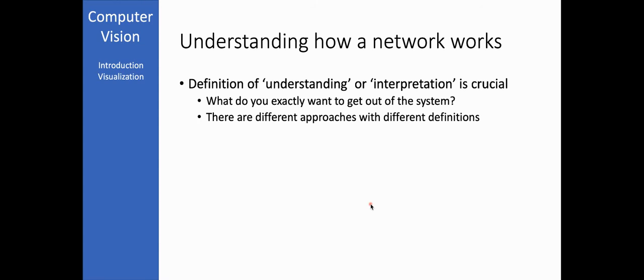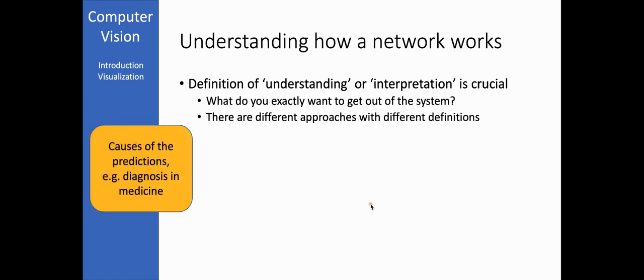So the definition of understanding or interpretation is actually quite vague, and we didn't really specify it. And that definition is extremely crucial. So what do we mean when we say understanding how a neural network works or interpreting how it works? What do we exactly want to get out of the system? And really, there are different approaches with different definitions depending on the task and application.